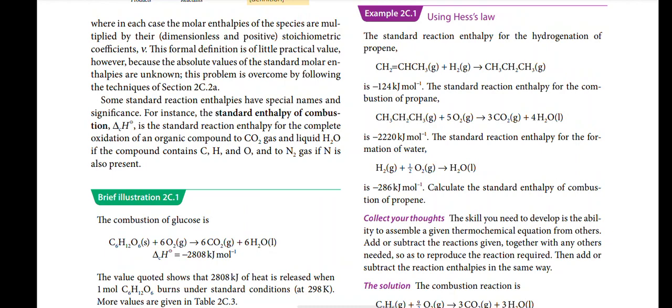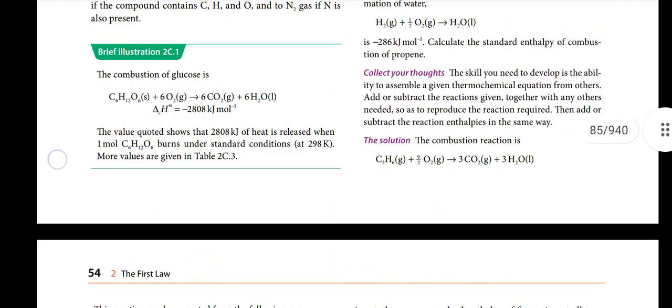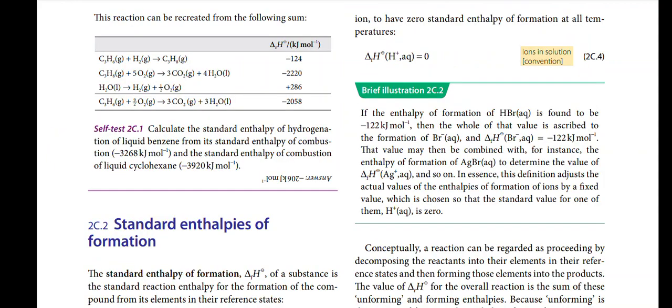The skill you need to develop is the ability to assemble a given thermochemical equation from others. Add or subtract the reactions given together with any others needed so as to reproduce the reaction required. Then add or subtract the reaction enthalpies in the same way. Solution. The combustion reaction is C3H6 gas plus 9 by 2 O2 gas changes into 3CO2 gas plus 3H2O liquid. The reaction can be reproduced from the following sum.